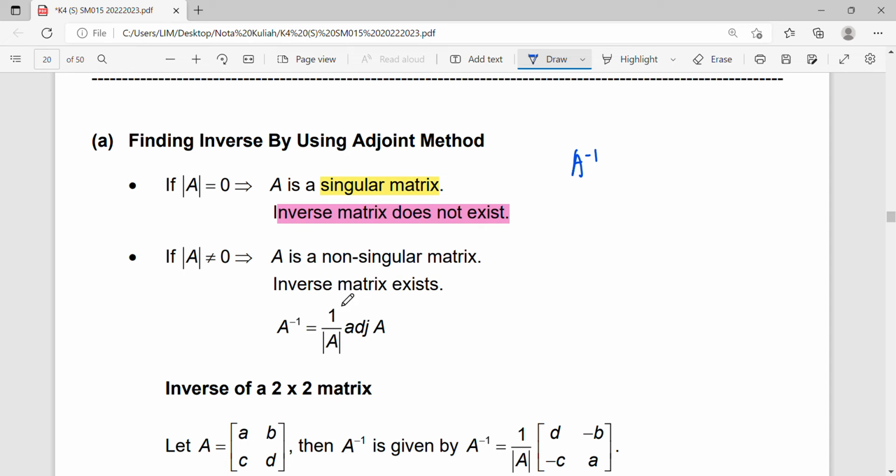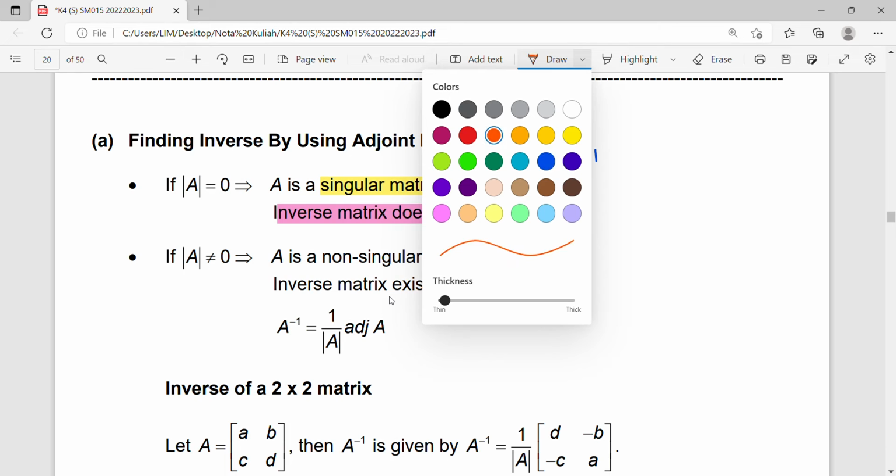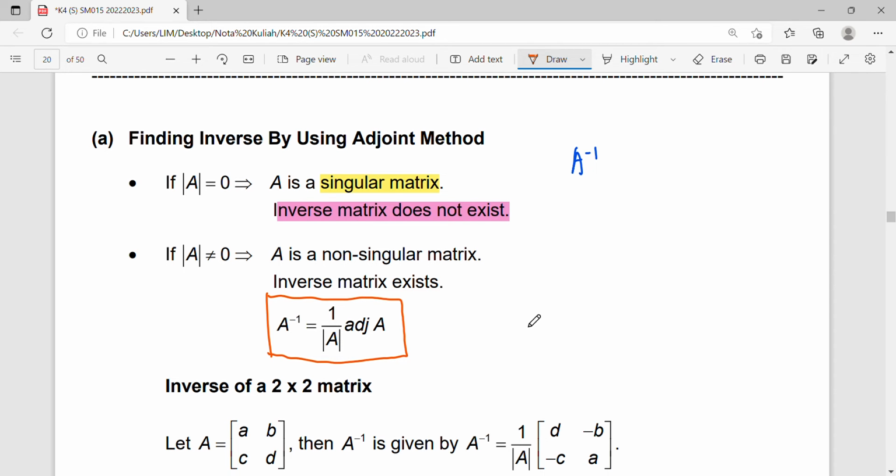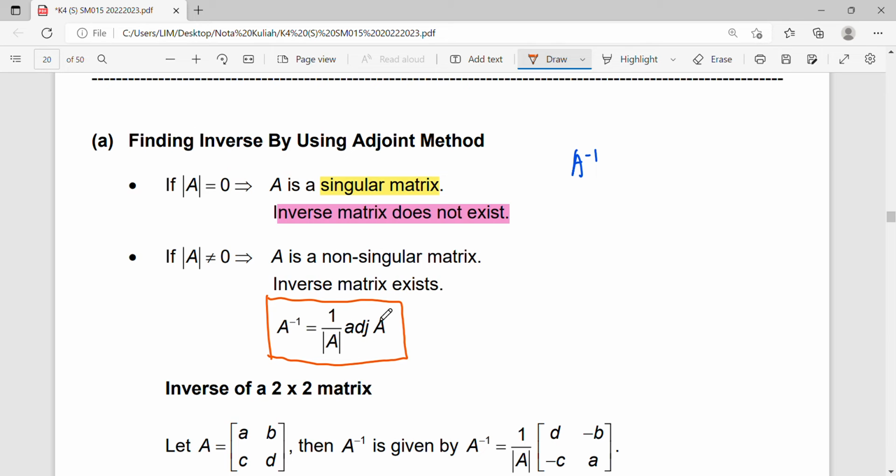Because finding A inverse, you will be using adjoint method. Adjoint formula will be 1 over determinant times adjoint matrix. So you just imagine if your determinant here is 0, penyebut kamu kosong, it will be undefined, right? 1 over 0 undefined, right? Means your A inverse does not exist.